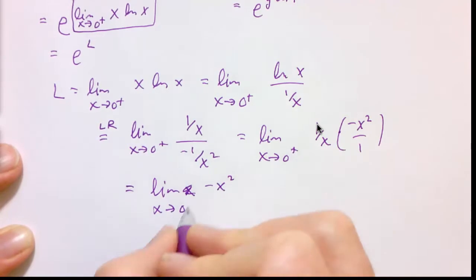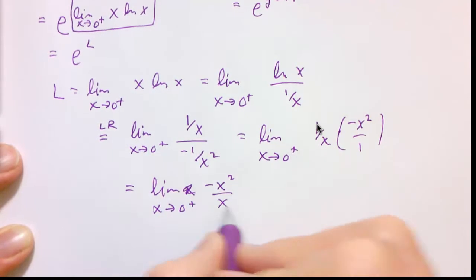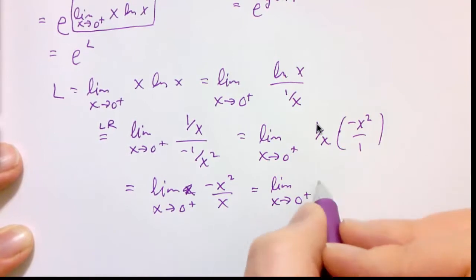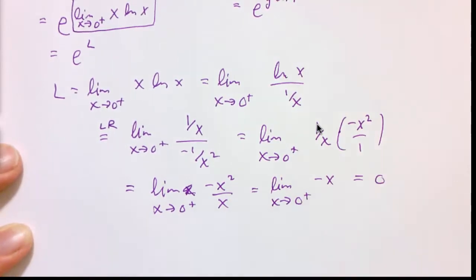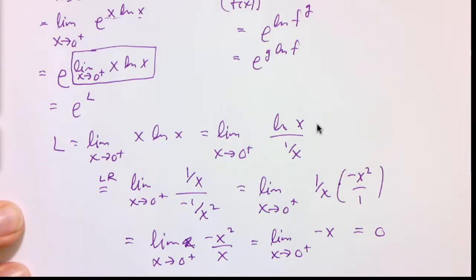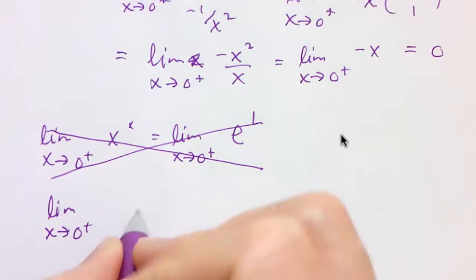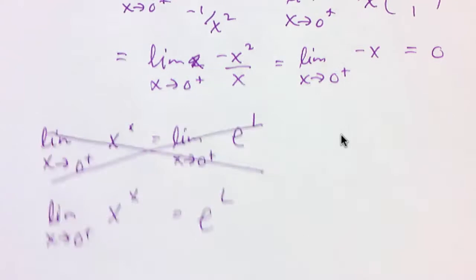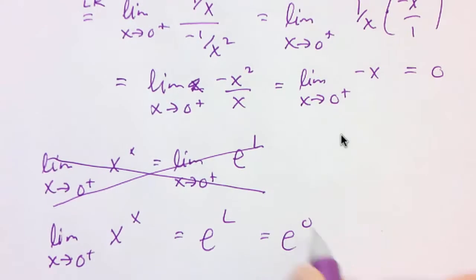Should be as x goes to 0 from the right. Right. So the value of the limit L is 0. But remember here we need e to the L. So our original limit we said was equal to e to the L. Our e to the 0 is 1.